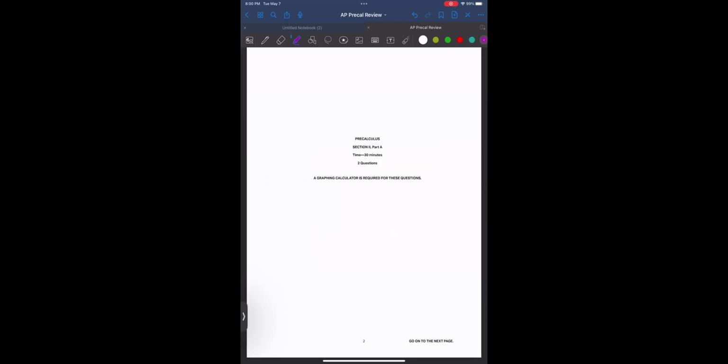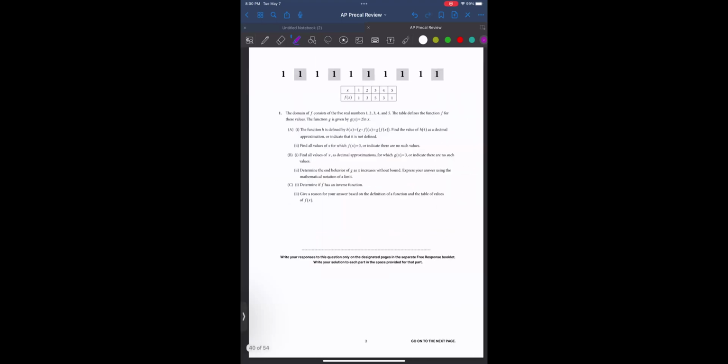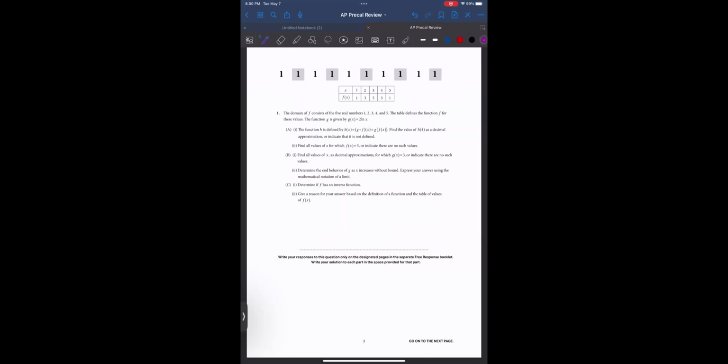So, starting section 2, part A, 30 minutes for 2 questions, and the graphing calculator is required. Look at this. The domain of f consists of the 5 real numbers 1, 2, 3, 4, 5. The table defines the function f for these values. The function g is given by g of x is equal to 2 ln of x.